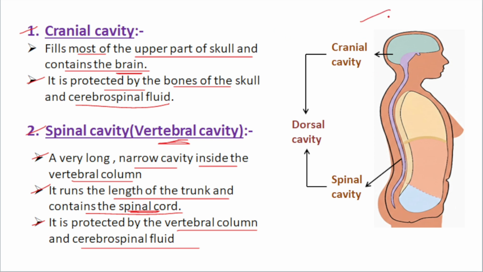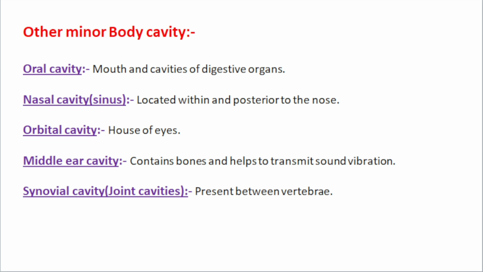So see this figure, the greenish colored part, that is mainly our skull part, is called the cranial cavity and the spine part is called the spinal cavity. So the cranial cavity and the spinal cavity both make up the dorsal cavity. So after discussing the major body cavities, dorsal cavity and ventral cavity, there are some minor cavities, for example oral cavity, nasal cavity, orbital cavity, middle ear cavity, synovial cavity. And I will discuss all of the minor body cavities very shortly. First, oral cavity, the mouth and the cavities of the digestive organs are mainly included in the oral cavity.